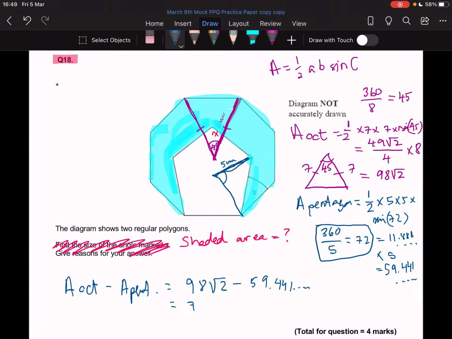Okay, 79.151 something or other. And this is the area. If we said centimeters, we call it centimeters squared.